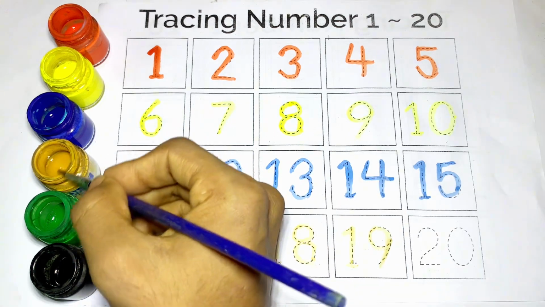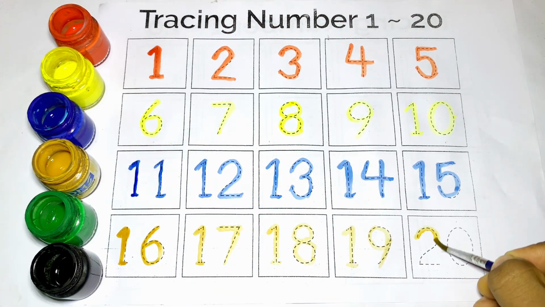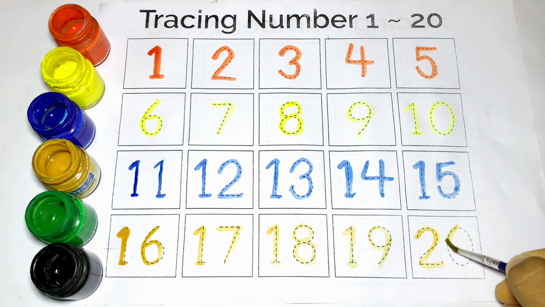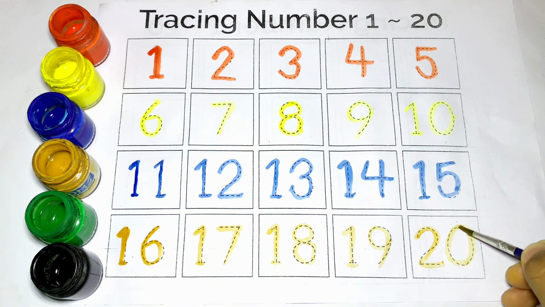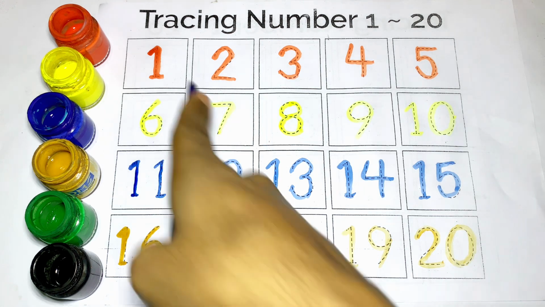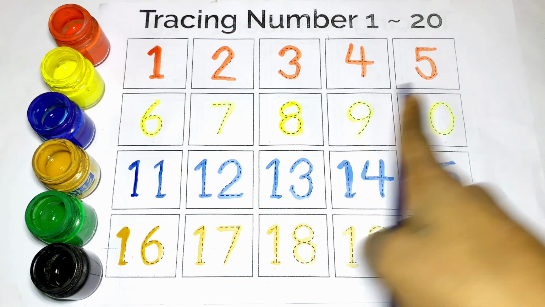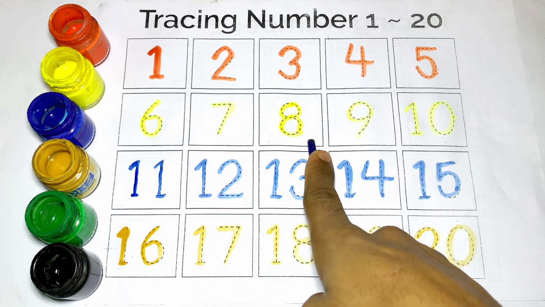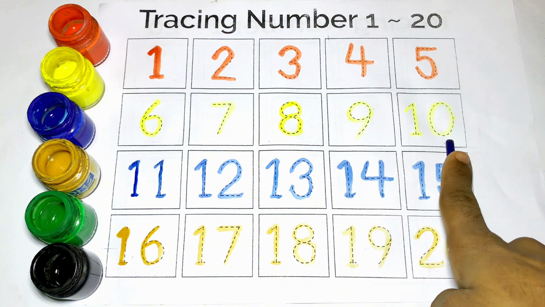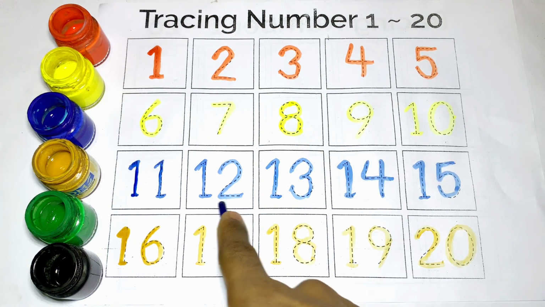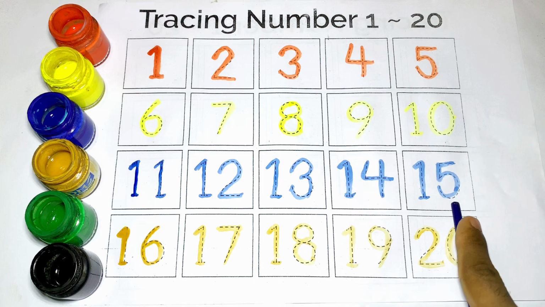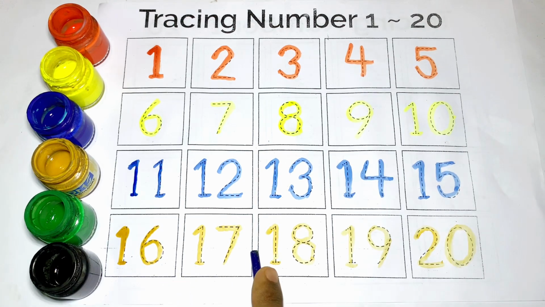Kids, now draw 20, the numbers of 20, and again use yellow ochre color. Kids, today draw 1, 2, 3, 4, 5, 6, 7, 8, 9, 10, 11, 12, 13, 14, 15, 16, 17, 18, 19 and 20.